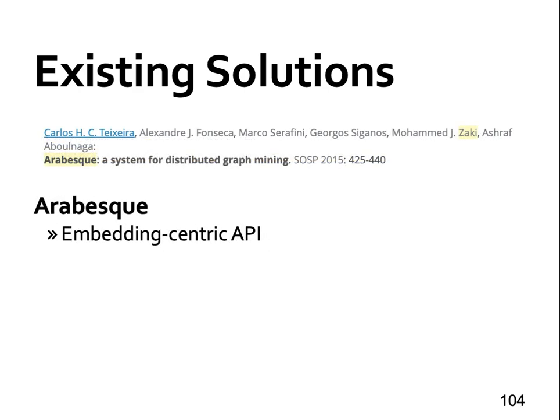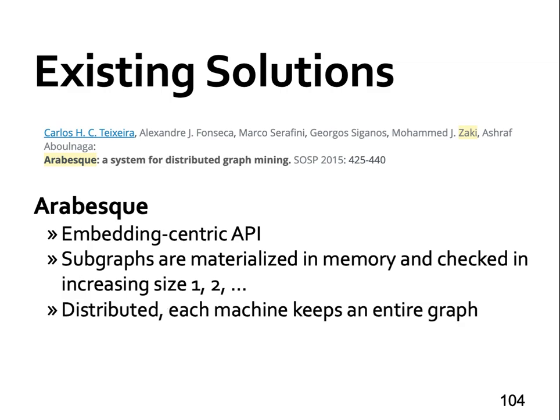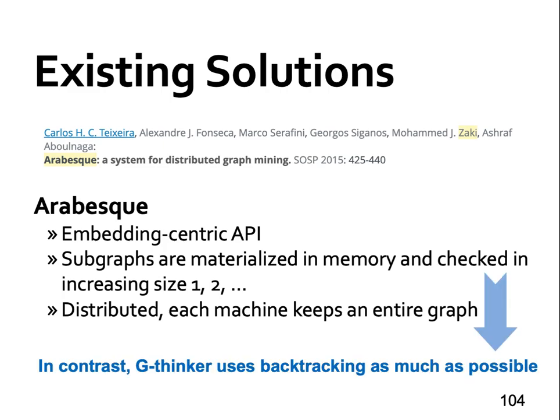Arabesque proposed a user-friendly programming interface for graph mining called embedding-centric programming. Here, an embedding is a materialized subgraph, and these subgraphs are growing in size. Arabesque is a distributed system where every machine needs to keep an entire data graph in memory, and subgraph materialization is the dominant cost. In contrast, our G-thinker uses node backtracking in serial mining algorithms as much as possible to avoid the cost of materializing subgraphs.